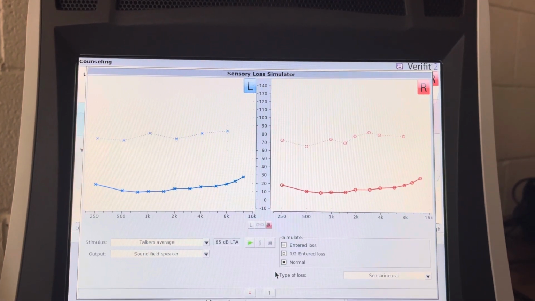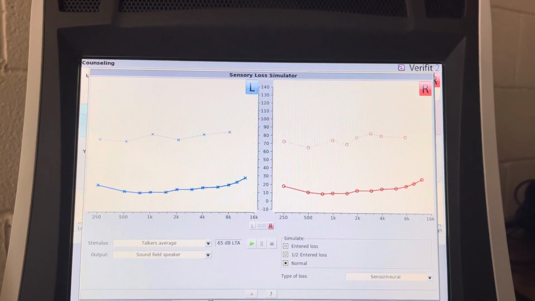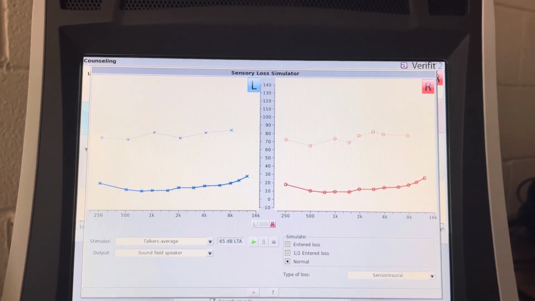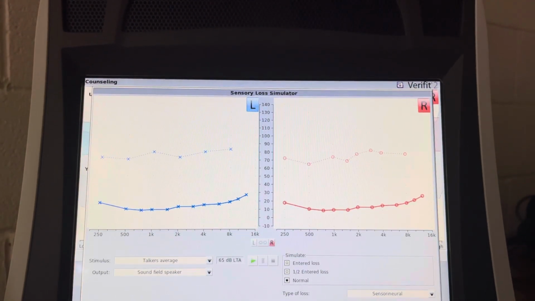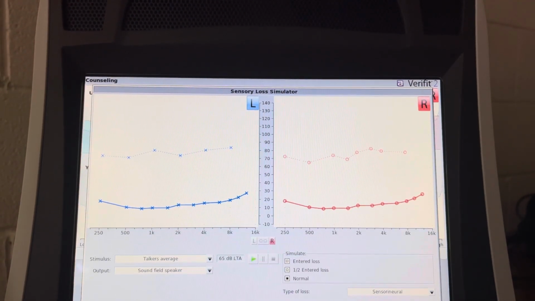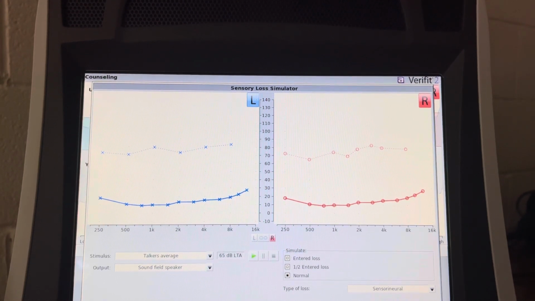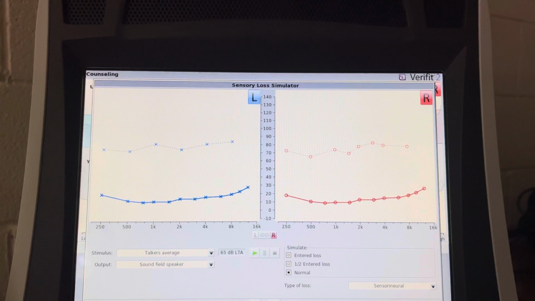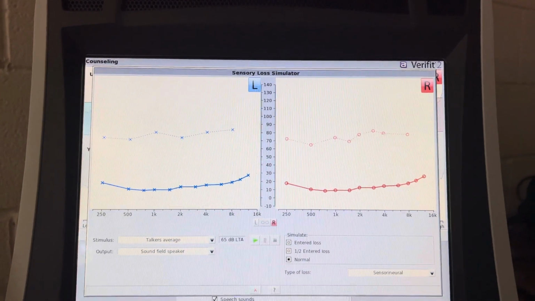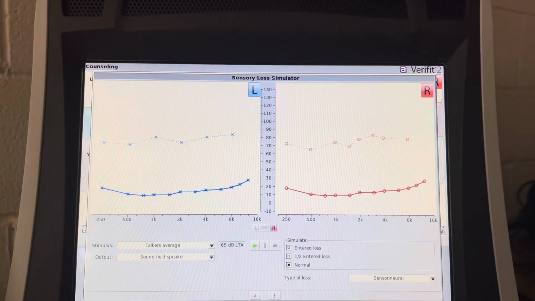All right, so again, these are estimations based on calculations, based on her hearing test. And so while it might not be exactly true for her, this just kind of gives us an estimate and a way to listen and understand what it might be like to listen with her hearing loss. So I'm hoping she will continue to wear the hearing aids. Let me know if you have any questions.